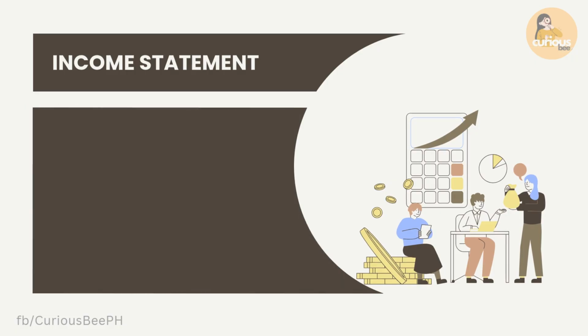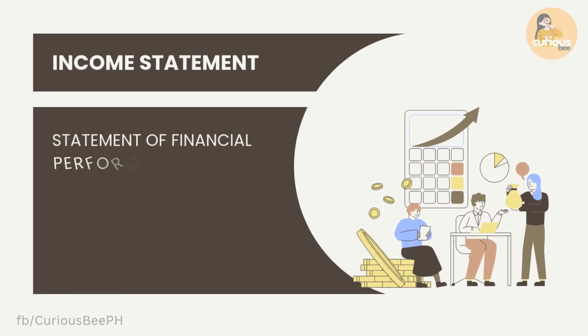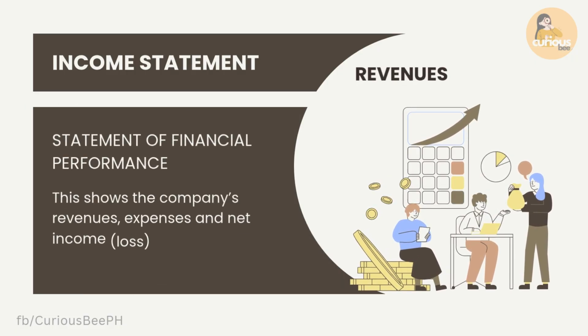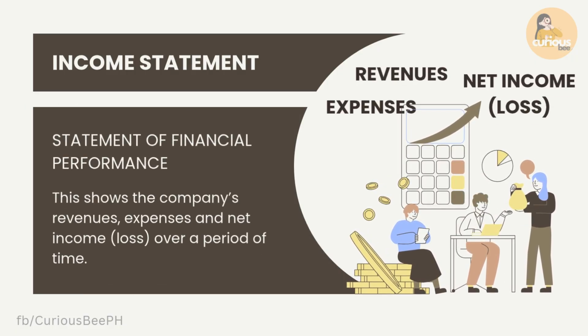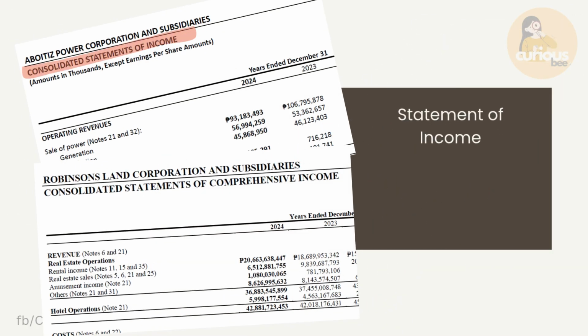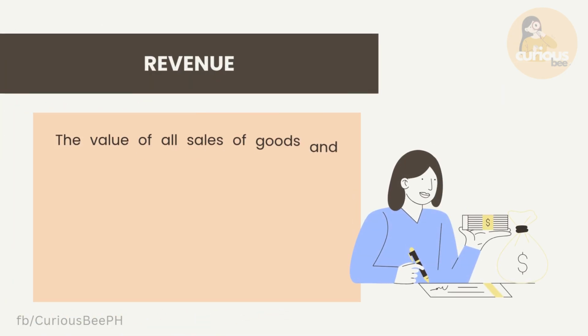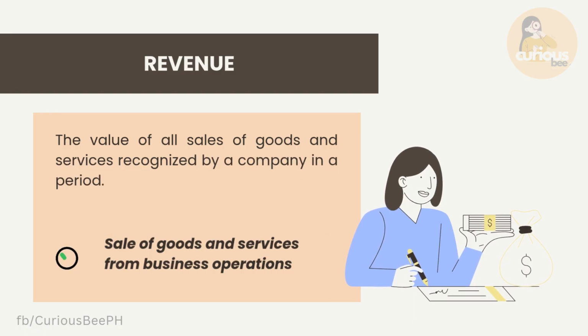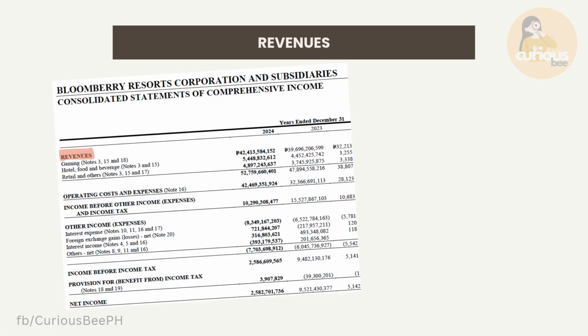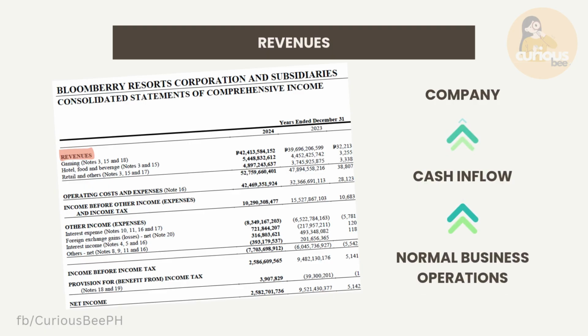An income statement, also called Statement of Financial Performance, shows the company's revenues, expenses, and net income over a period of time. It is also called Statement of Income or presented through the Statement of Comprehensive Income. Revenue is the value of all sales of goods and services recognized by a company within a specific period. Revenues are located at the top section of the statement. It is a cash inflow to the company coming from sales made from normal business operations.